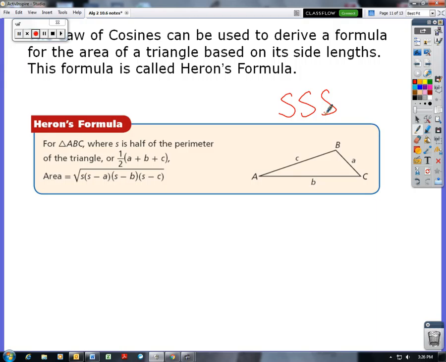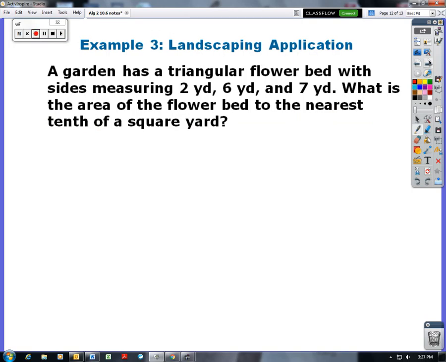Anyway, in order to do the formula, you have to do a preliminary calculation, and you have to find S, which is this little formula here. So you simply add up all the sides, get a sum, and then divide by 2. That's your S. Then you take that S, and it goes underneath the square root, and then you can see here the formula. So let's use this on the next example.